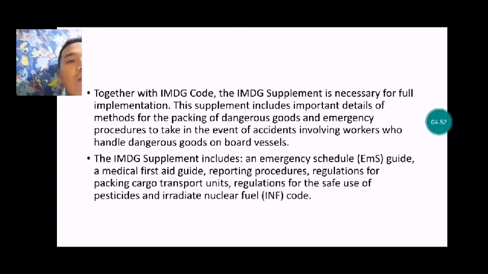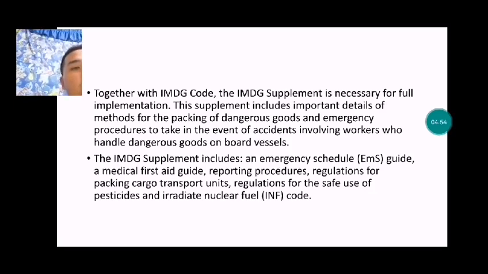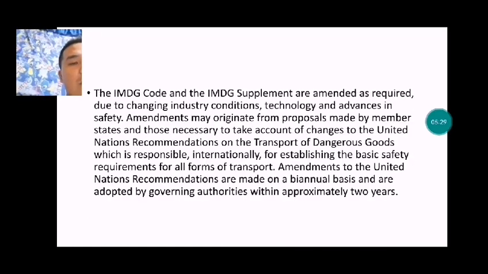Together with the IMDG Code, the IMDG supplement is necessary for full implementation. This supplement includes important details of methods for the packing of dangerous goods and emergency procedures to take in the event of accidents involving workers who handle dangerous goods on board vessels. The IMDG supplement includes an emergency schedule guide, a medical first aid guide, reporting procedure, regulations for packing cargo transport units, regulations for the safe use of pesticides, and the irradiated nuclear fuel code.